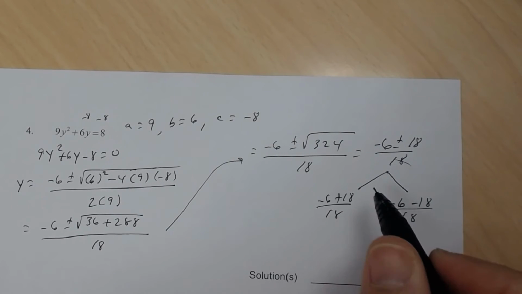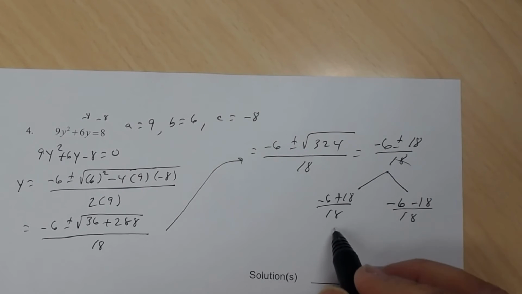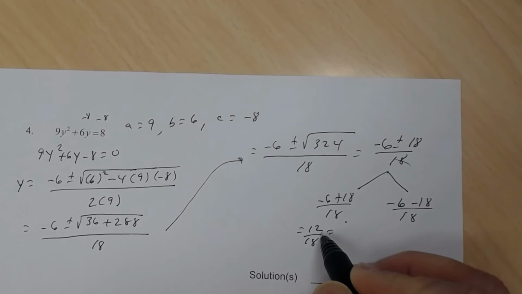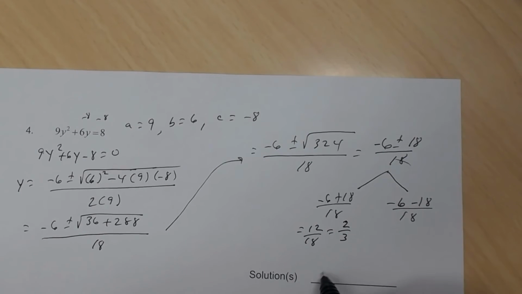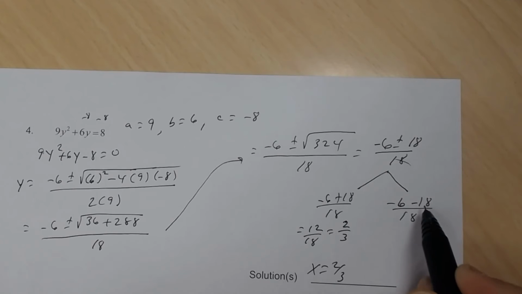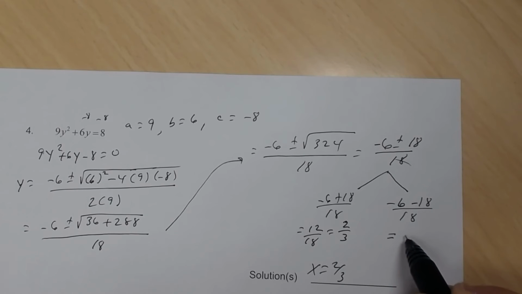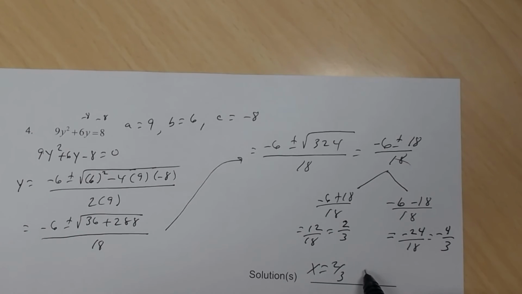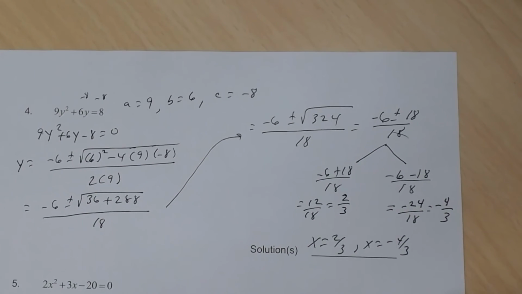But what you really need to do is just say negative 6 plus 18 is 12, and then 12 divided by 18 reduced is, let's see, they're both divisible by 6, so it'll be 2/3. So that's one of your solutions, 2/3. Over here, negative 6 and a negative 18 is a negative 24, divided by 18. They're both divisible by 6. So that's going to be a negative 4/3. All right, so your solutions are 2/3 and negative 4/3. Okay?